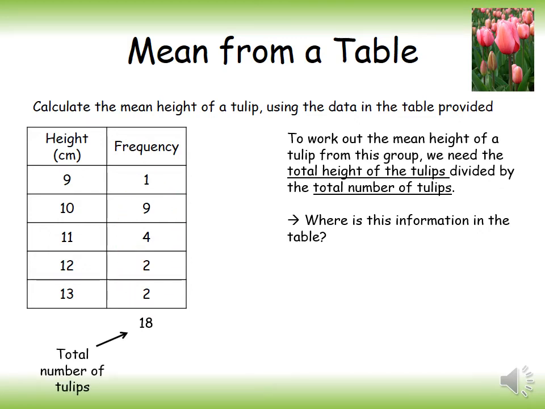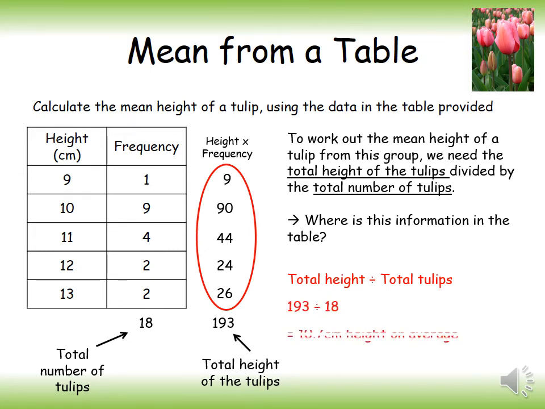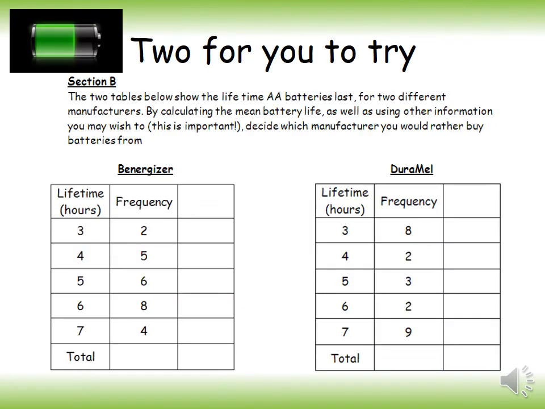Okay, and to get the total number, we merely multiply height by frequency. So that's 10 times 9 is 90, 11 times 4 is 44, 12 times 2 is 24, 13 times 2 is 26, and if we add those up, it comes to 193. So to get the average, we're going to divide 193 by 18. And our answer is 10.7.